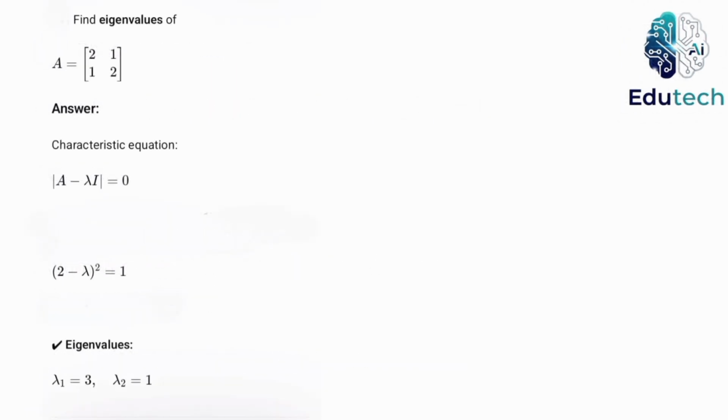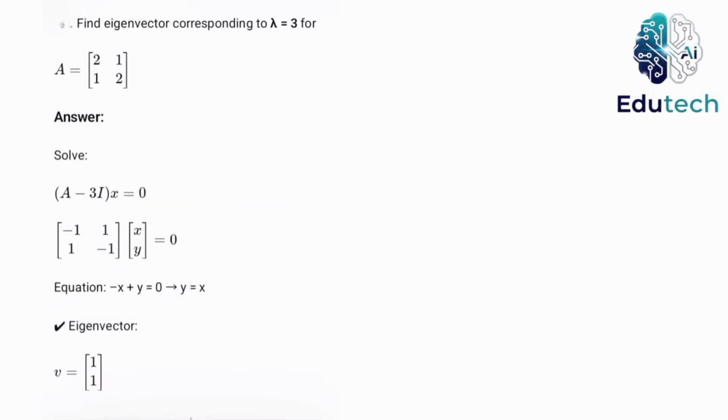Find eigenvalues of A is equal to matrix 2 1 1 2. We can take the characteristic equation, modulus of A minus lambda I is equal to 0. 2 minus lambda the whole square is equal to 1. So we can solve this. We can get lambda 1 is equal to 3 and lambda 2 is equal to 1. So we can move on to the next question.